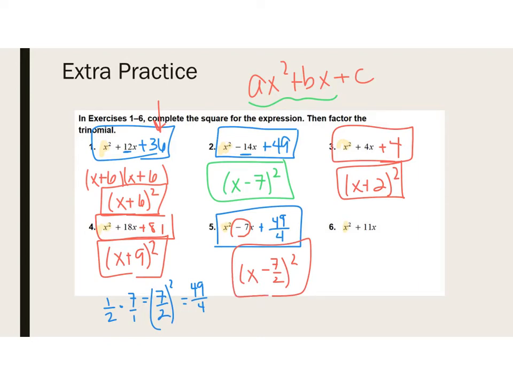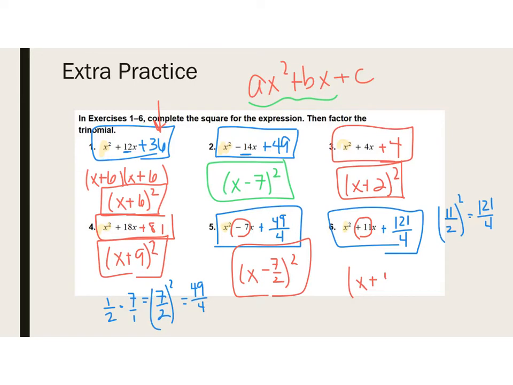So let's look at 6. What's half of 11? Half of 11 is 11/2. And then you square it, which just means you're going to square the top and you're going to square the bottom. So it's 121/4. And then that is your completed square. To factor it, x, and then you're going to have exactly half of this, which is 11/2. And then it's factored.